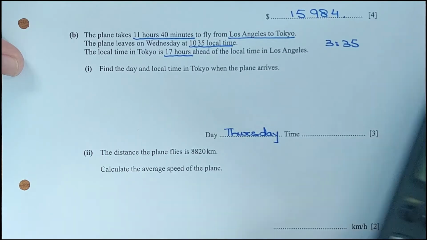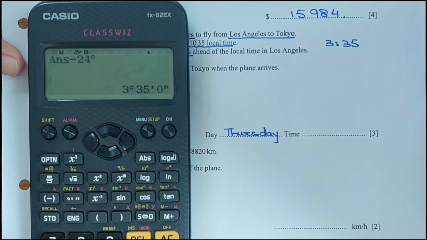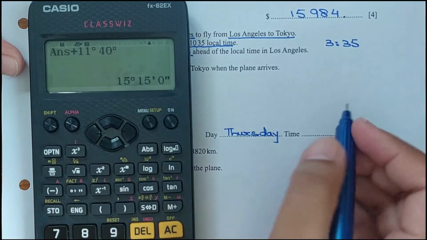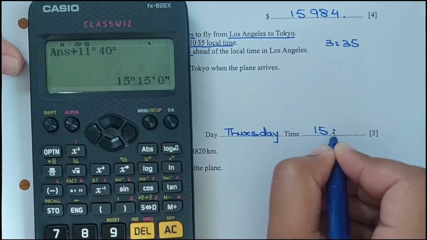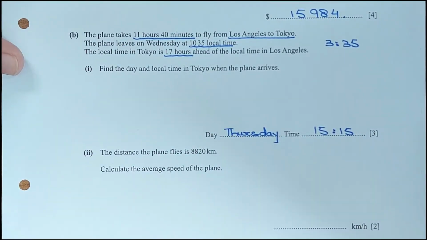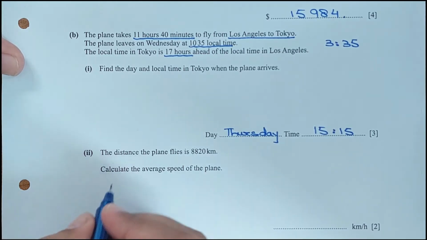Right. Now at what time? The flight is 11 hours and 40 minutes, right? So 15:15. At 15:15 it arrives in Tokyo, right? Okay, now for number 3, the distance the plane flies is 8,820 kilometers. Calculate the average speed of the plane.